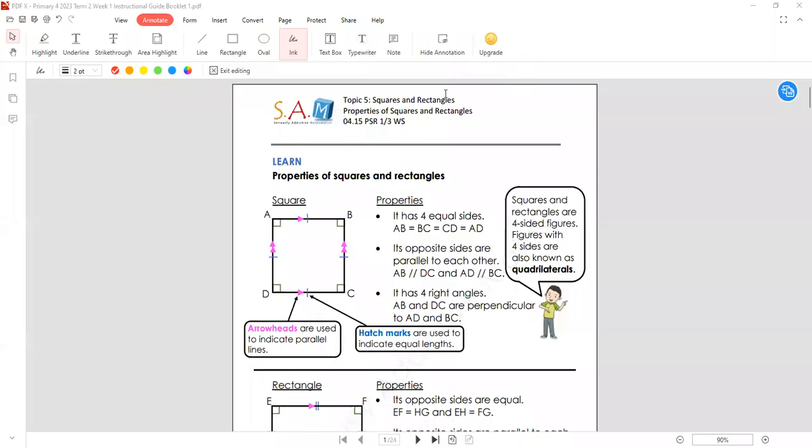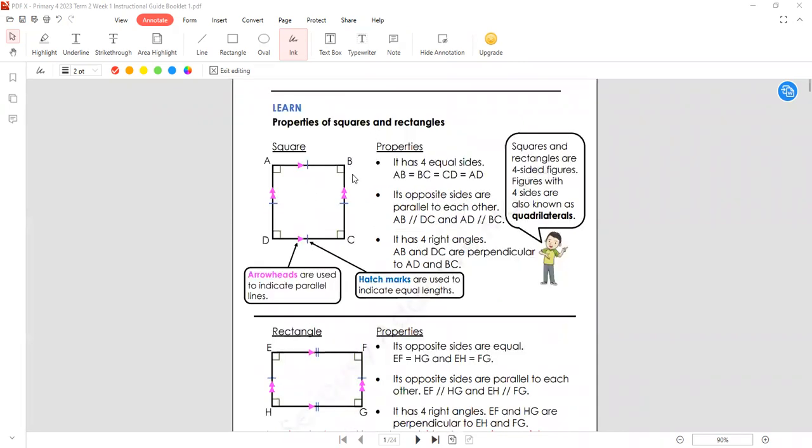Hey teachers, instructional guide for Primary 4, Term 2, Week 1. This week, 3 booklets. We're going to start with properties of squares and rectangles. So let's get on with the lesson.